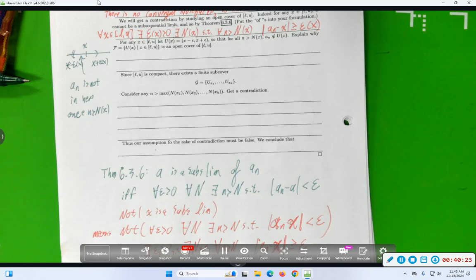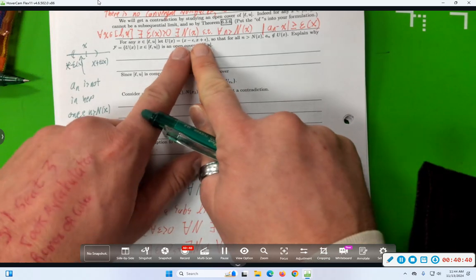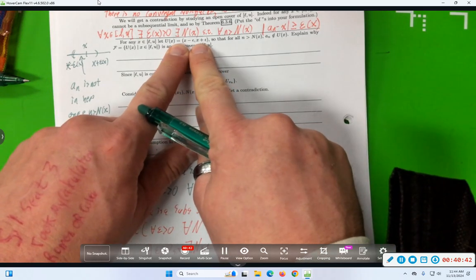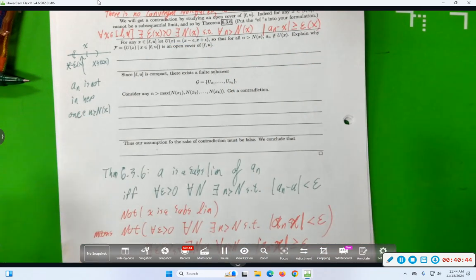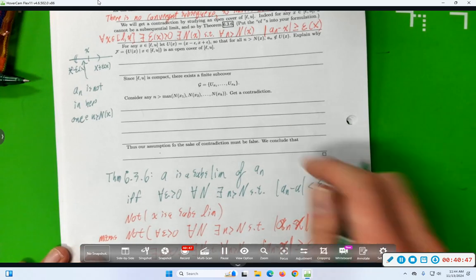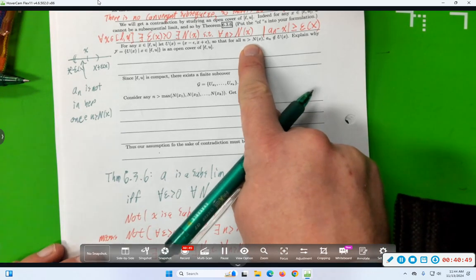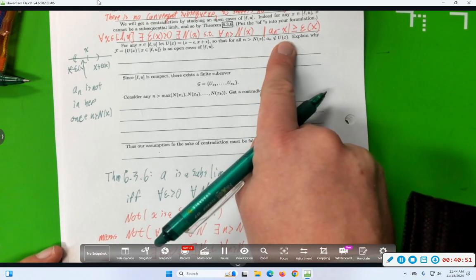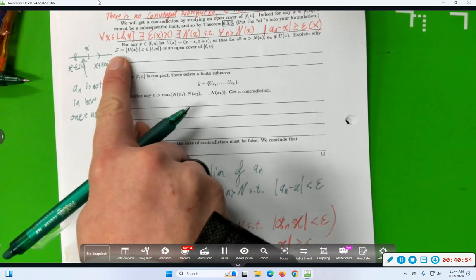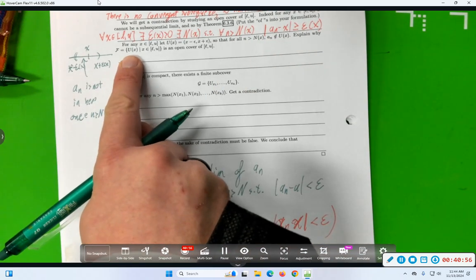Here's where compactness is going to come into play. I can put those together to get an open cover. From each x, I get a choice of epsilon. Let's take each choice of x and the corresponding choice of epsilon. So for every x in between L and U, let's set u of x to be the interval from x minus epsilon of x to x plus epsilon of x, so that for all little n bigger than big N of x, a sub n is not in u of x. I'll set F to be the collection of all of those u of x's.